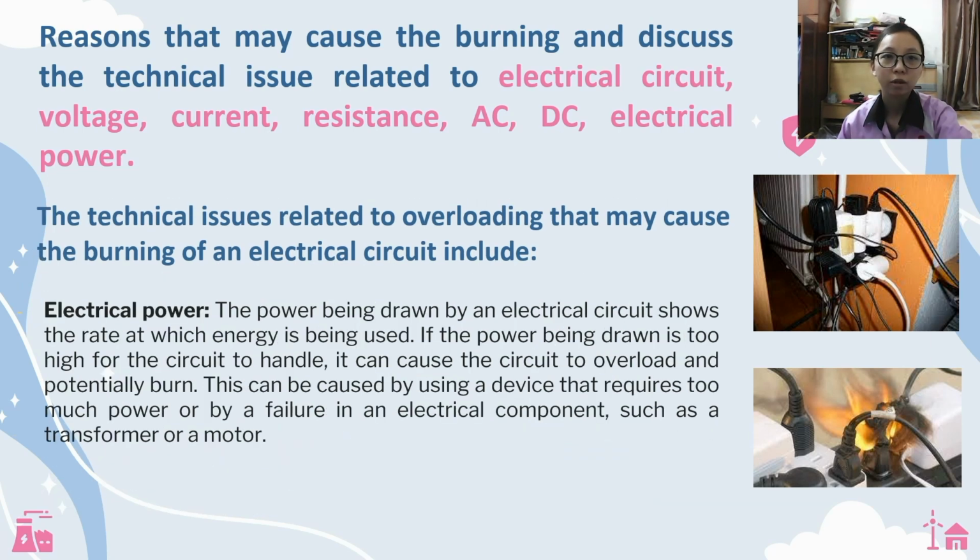Moreover, electrical power. The power being drawn by an electrical circuit shows the rate at which energy is being used. If the power being drawn is too high for the circuit to handle, it can cause the circuit to overload and potentially burn. This can be caused by using a device that requires too much power or by a failure in an electrical component such as a transformer or a motor.